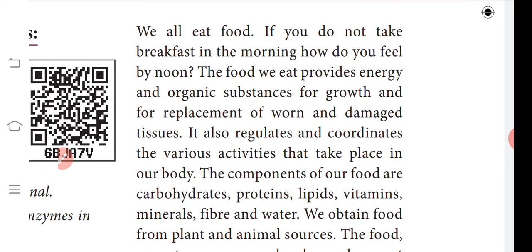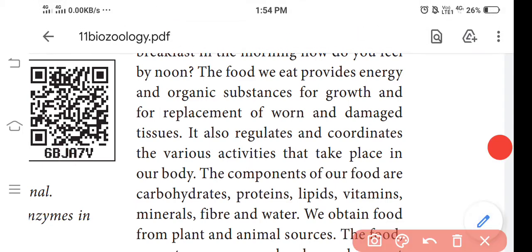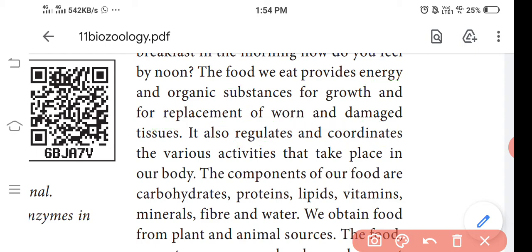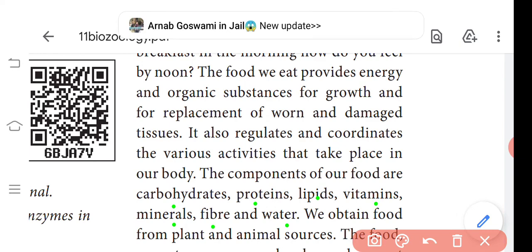So the first paragraph is given as food. What is food? The food that we eat provides energy. Whatever we are eating for the purpose of getting energy also helps in the replacement of worn out tissue or damaged tissue. It also regulates and coordinates the activities of our body. The food components may be protein, carbohydrate, lipids, vitamins, minerals, fibers and water. These are all the components or constituents of the food.